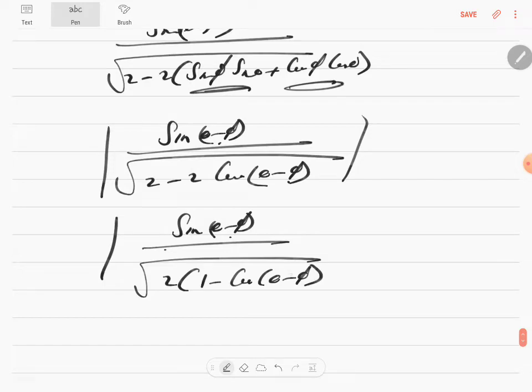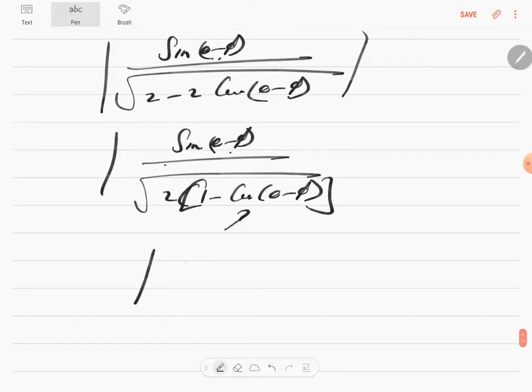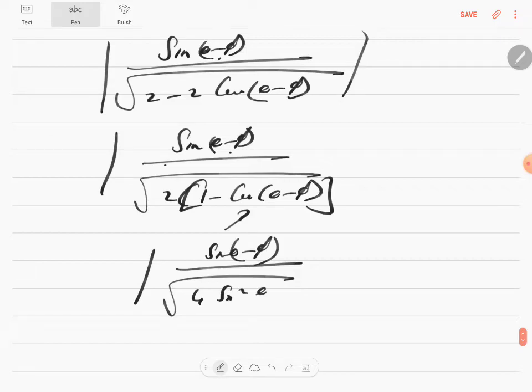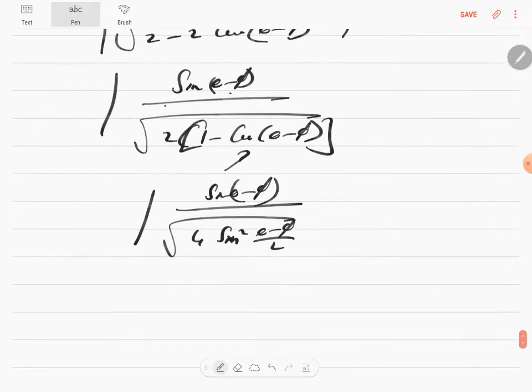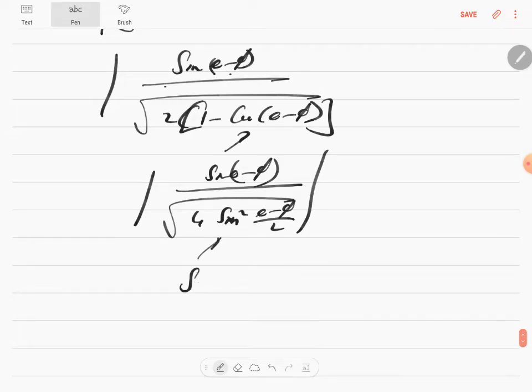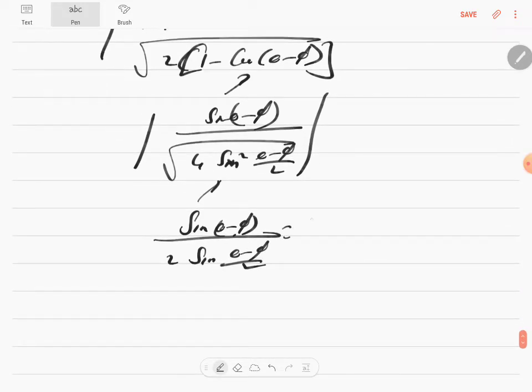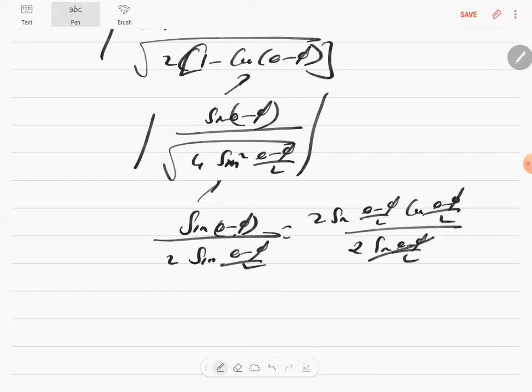1 minus cos x is 2 sin square x by 2. This itself is 2 sin square x by 2. So it will be sin theta minus phi over root of 4 sin square theta minus phi by 2. A root and square get cancelled in the denominator. Sin theta minus phi over 2 sin theta minus phi by 2. You can write this as half angle in the numerator. Sin x is 2 sin x by 2 cos x by 2. So 2 sin theta minus phi by 2 into cos theta minus phi by 2 over 2 sin theta minus phi by 2, where this and this get cancelled, 2 and 2 get cancelled. This can be an answer.